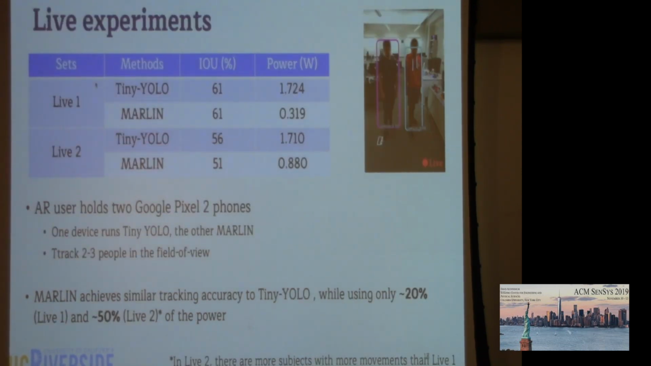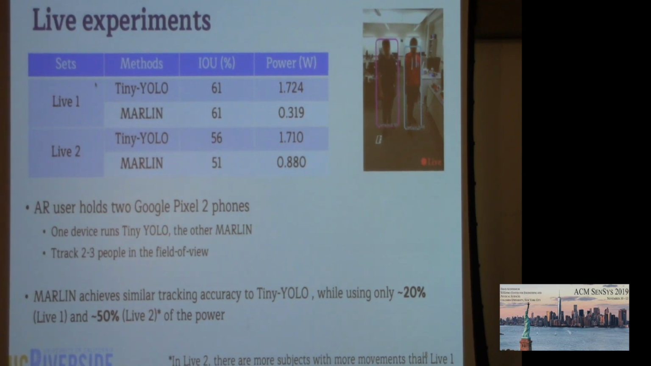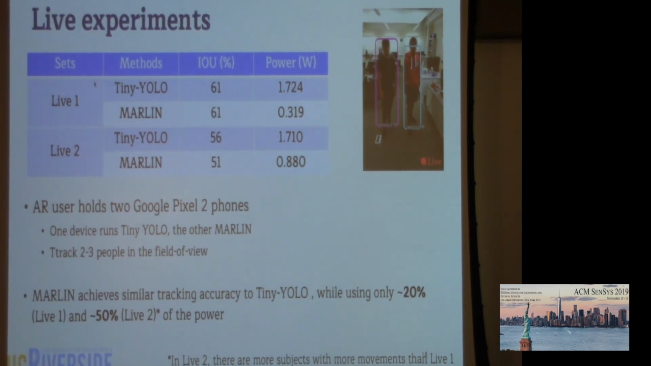We also have a live experiment. I want to thank my friends in the lab. I have one person holding two Google Pixel 2 phones, one phone running tiny YOLO, the baseline, and the other phone running MARLIN, tracking two or three people in the field of view. Those people move around. We have the details in the paper.